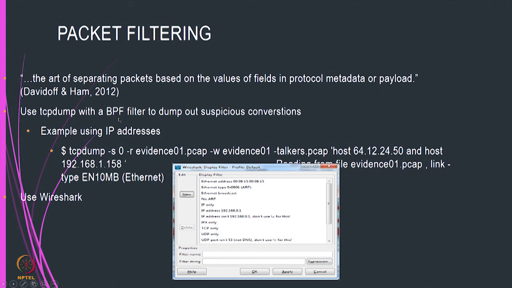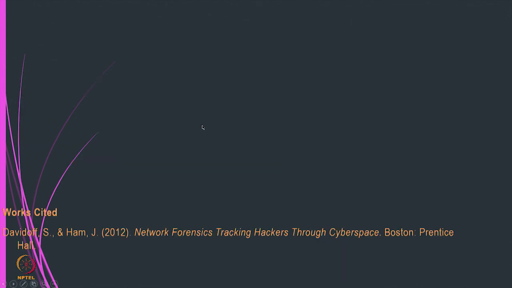I think we discussed this in one of the previous sessions. TCPdump can be used to dump the packets, and the best tool we suggest is WIRESHARK. This brings us to the end of this module, where we looked at packet analysis.